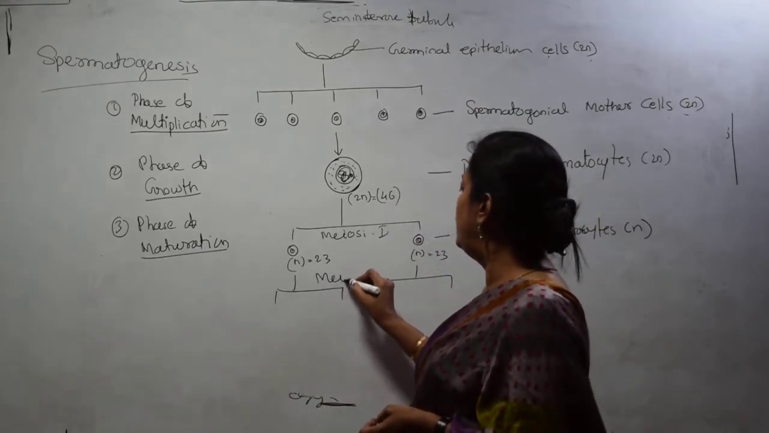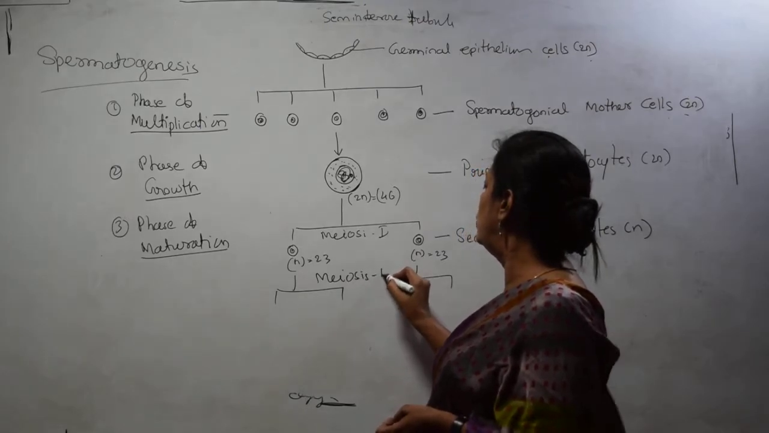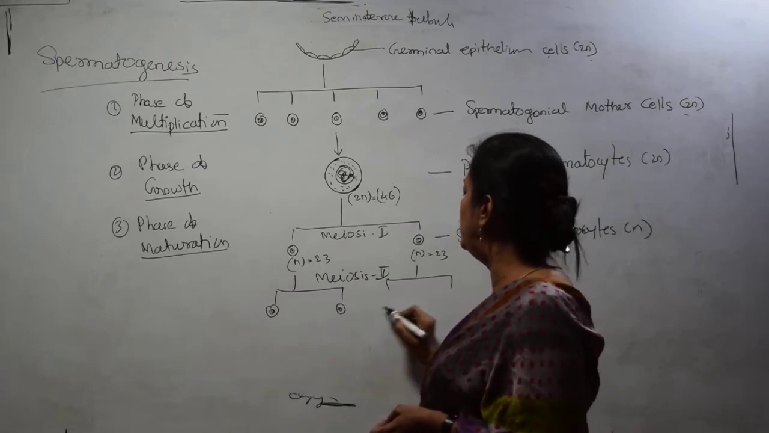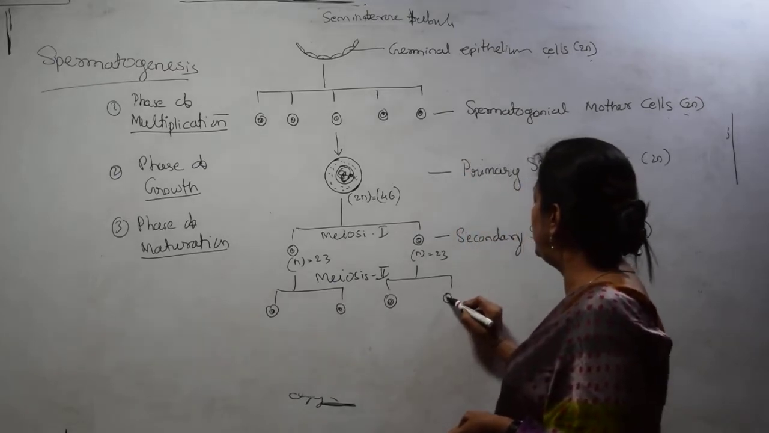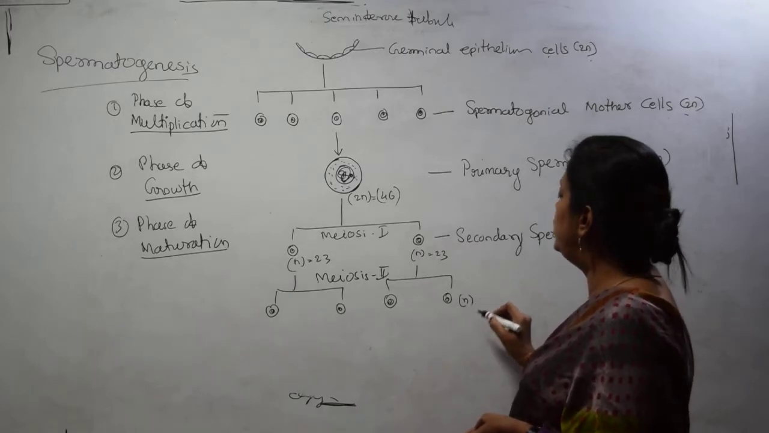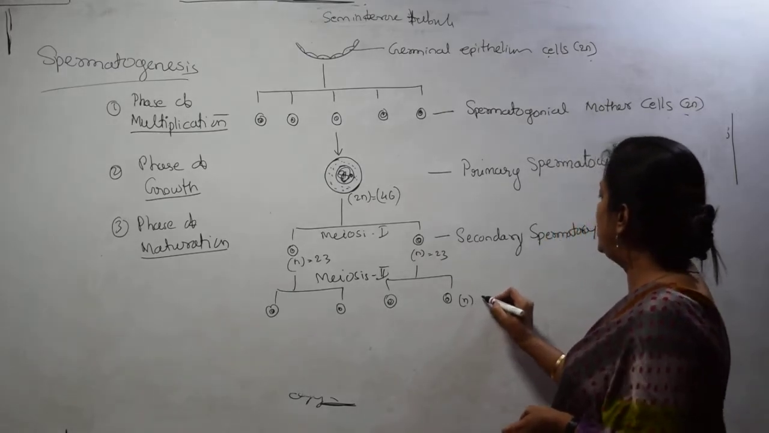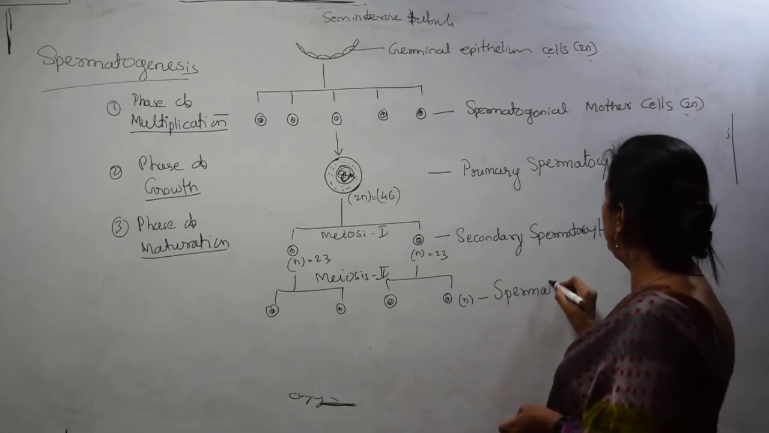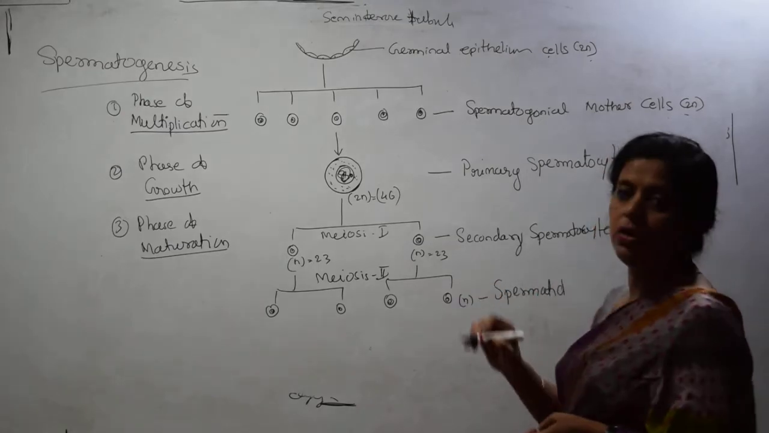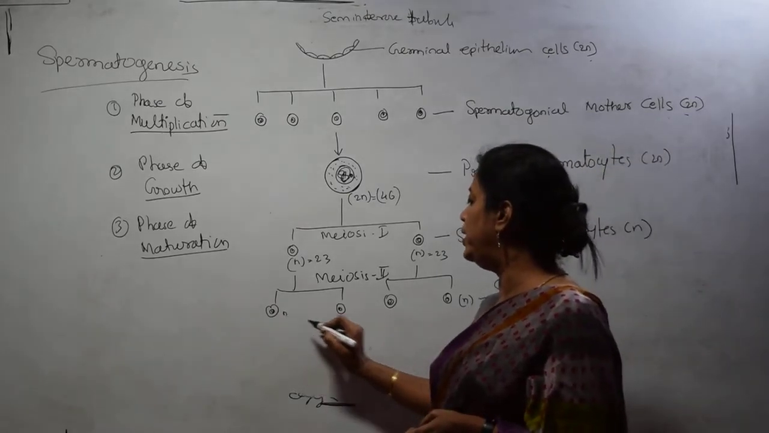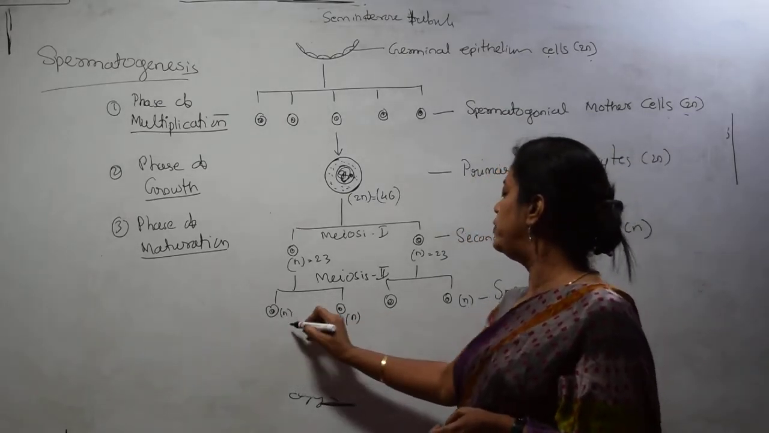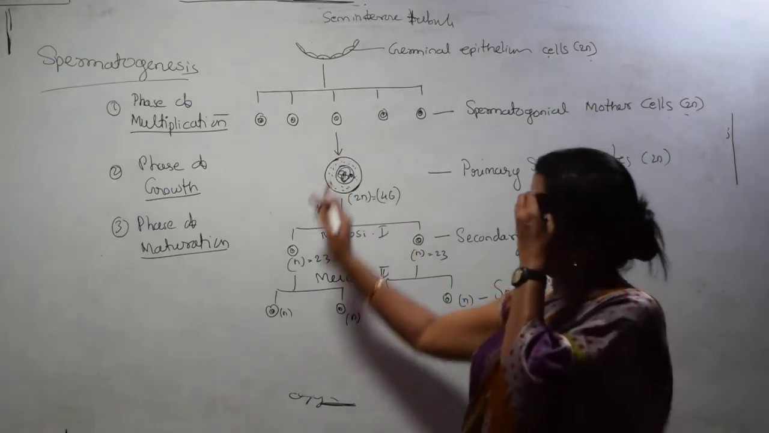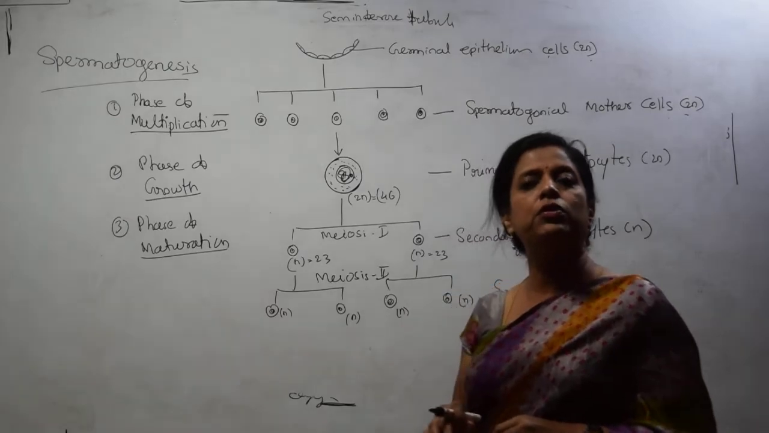So, this is meiosis 2. In this, a simple mitosis will happen. The 4 cells are formed. All the 4 cells are haploid in nature because they were already haploid, having 23 chromosomes, and each one is called a spermatid. Totally, they are all spermatids, all haploid in nature. N refers to the haploid chromosome number, 2N is the diploid number. So, till here is one phase. There is a formation of spermatids.